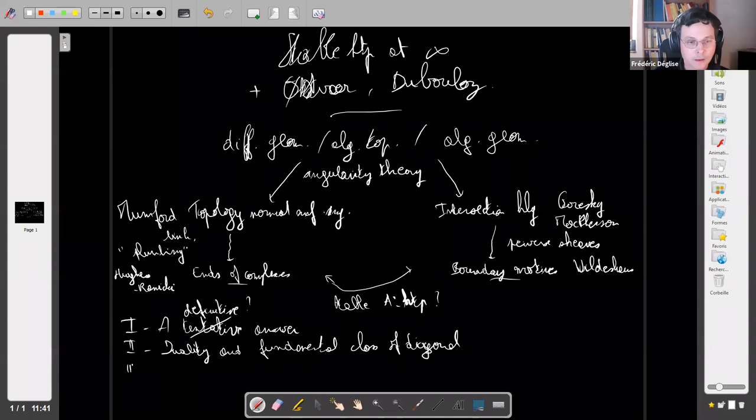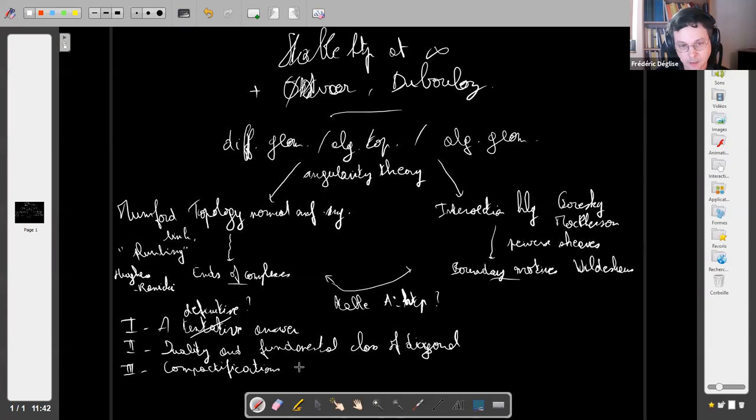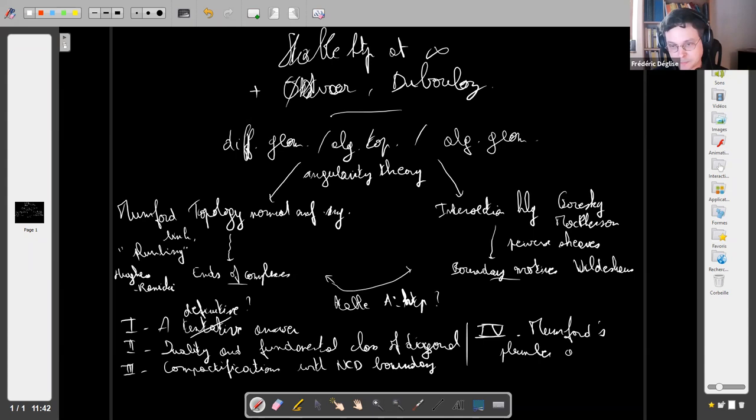And then I'll go through almost a necessary tool in these things, which is compactifications, let me say with NCD, normal crossing boundary. And in the end, I will go to Mumford plumbing, as we call this, Mumford's plumber game. I could call this motivic Mumford plumber game, but we'll see. Okay. No questions for the moment.